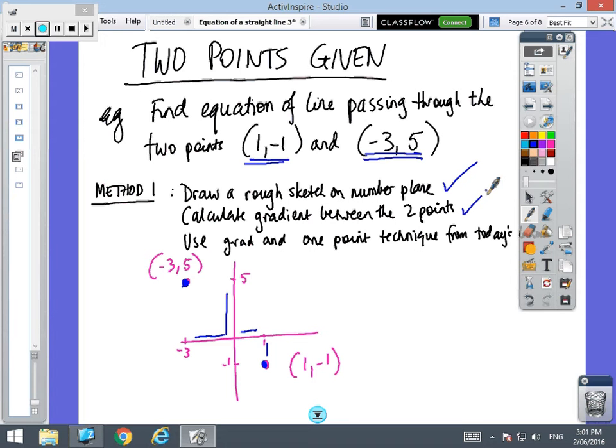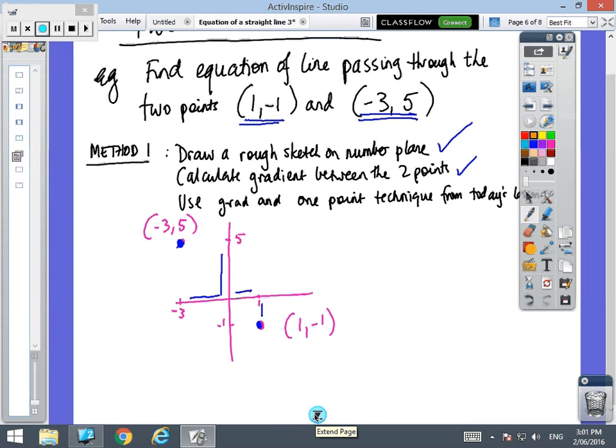Calculate the gradient. I'm going to do that now. So we need to draw a triangle: straight down, straight across. Okay, so our line is going up to the left, so I know that the gradient is a negative number. I know the gradient's negative, but let's work out what the rise is.